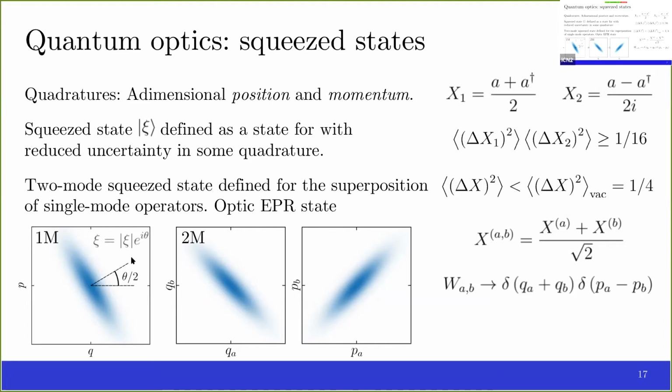This is for one mode of the field, but we may also define a two-mode squeezed state. We define the two-mode quadrature, which is a coherent superposition of the single-mode quadratures, and we may define a two-mode squeezed state whose Wigner function, in the limit of infinite squeezing, tends to this expression right here, the two deltas, a perfect correlation between the positions and the momentums. And this is an optic version of the Einstein-Podolsky-Rosen state. So two-mode squeezed states are entangled states and actually correspond to the paradigmatic EPR states.